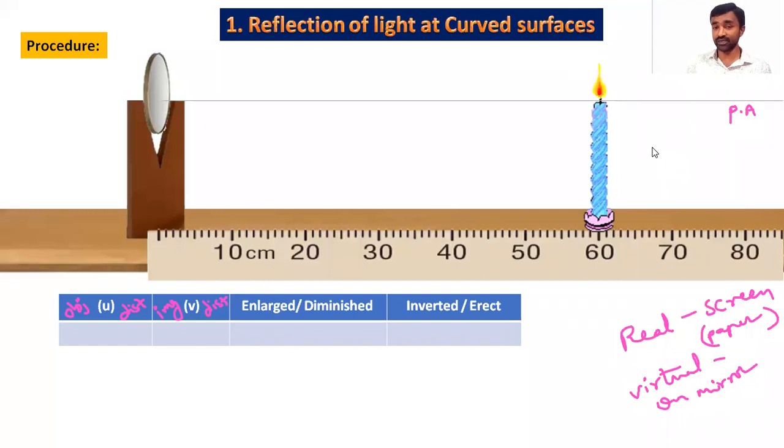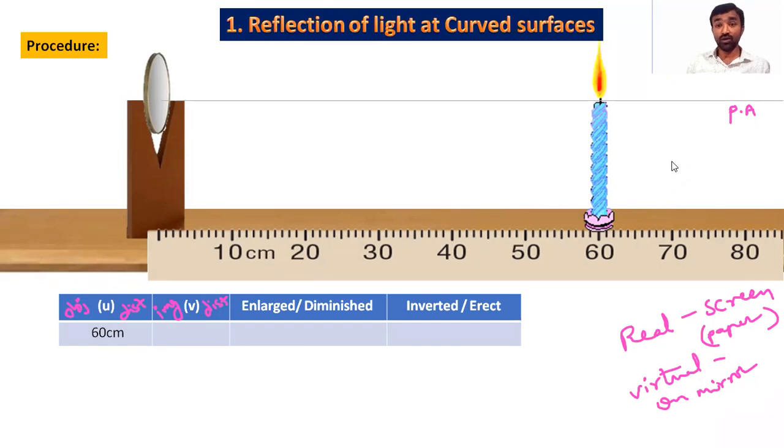So what is the object distance in this case? Anyone? What is the object distance, in centimeters? 60 centimeters. Right. Object distance is 60 centimeters. I noted that value in the table.